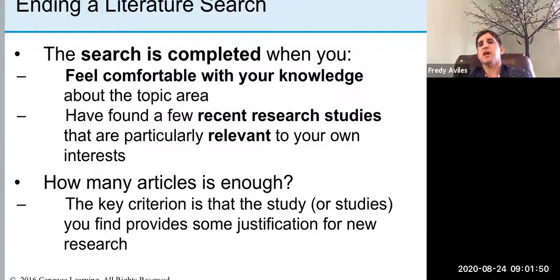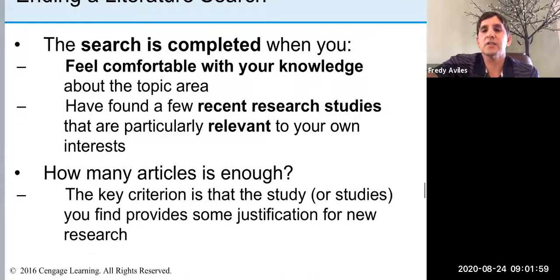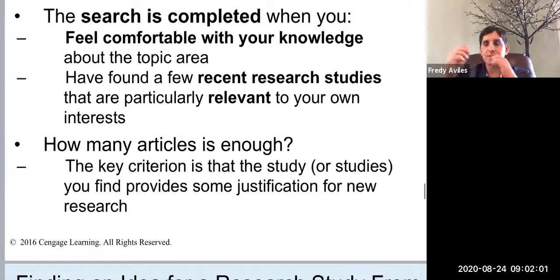How many articles is enough? The key criterion when you're actually going to do a real research study is that the study or studies you find provide some justification for new research. You have found enough studies that you can say, well, based on all this work that's been done, I think this other study should be done. They've looked at this, this, and this, but they haven't really done this. They haven't looked at this specific thing.